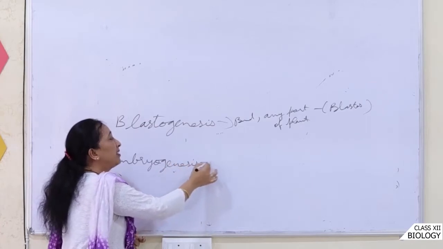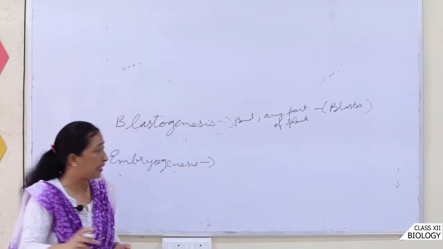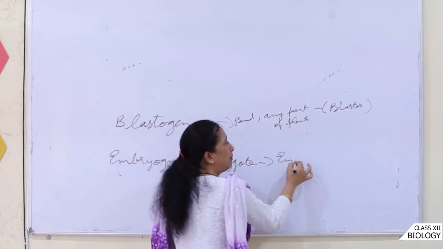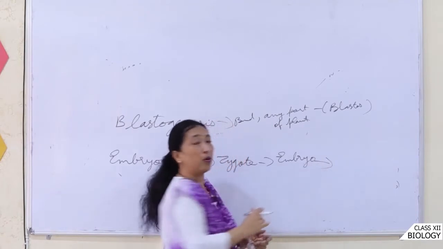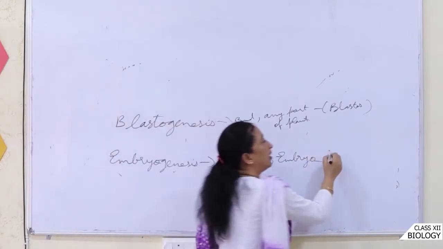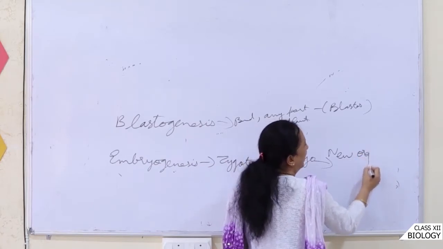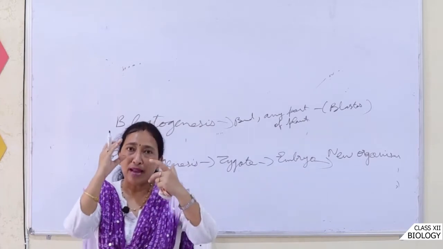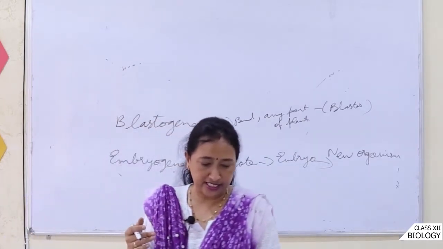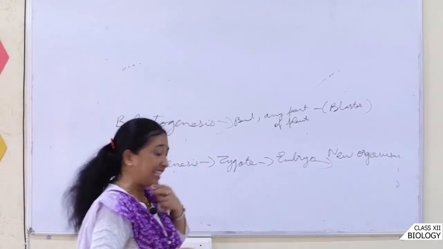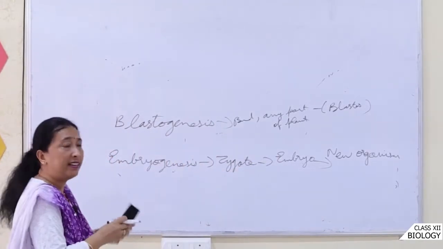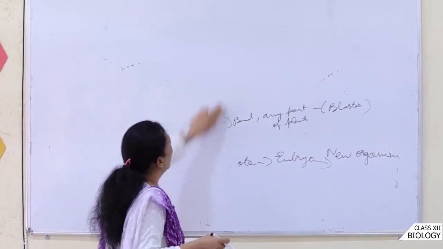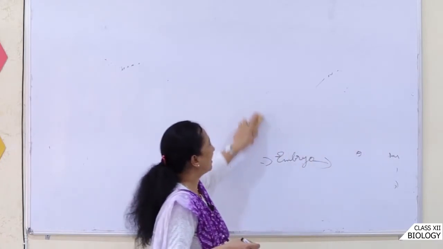But embryogenesis takes part in fertilization. It forms a zygote. From the zygote, an embryo is formed. This embryo grows and forms a new organism, be it a plant or be it an animal. So, this is the difference between blastogenesis and embryogenesis. Now, this is mostly happening in animals. Now, if we see plants, that's how the plants are classified.